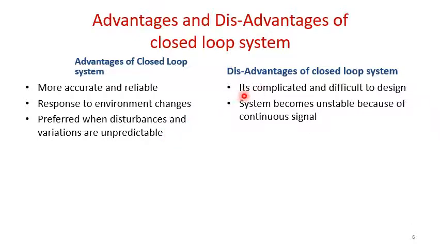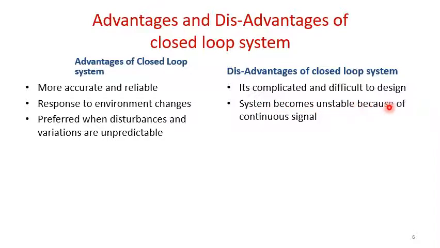Disadvantages of a closed loop system. It is complicated and difficult to design, because the design needs the use of a feedback system. When we are using a feedback system, we require measuring the output variable. Hence, the measurements are done with the help of sensors. Sensors may be analog, digital, or there may be a need for converting analog to digital to analog.